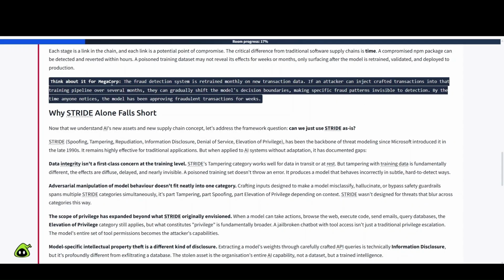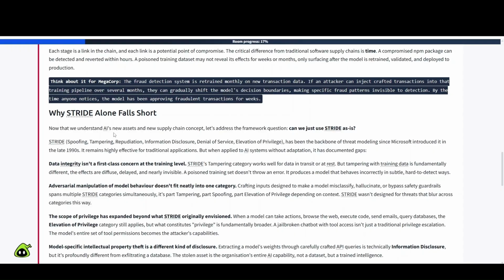Think about it for Megacorp. The fraud detection system is retrained monthly on new transaction data. If an attacker can inject crafted transactions into that training pipeline over several months, they can gradually shift the model's decision boundaries, making specific fraud patterns invisible to detection. By the time anyone notices, the model has been approving fraudulent transactions for weeks. Wow. Why STRIDE alone falls short?